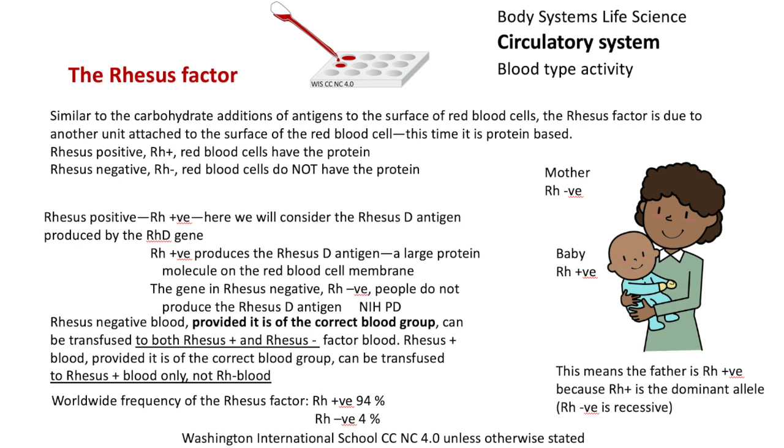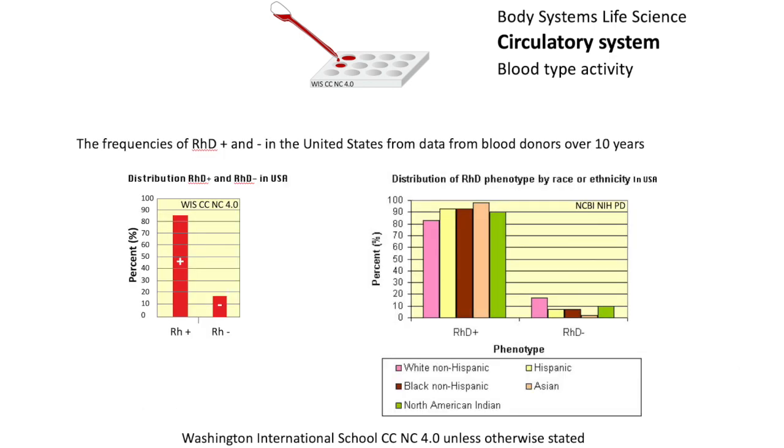And on the right, you see a mother who's rhesus negative, but the baby is rhesus positive. The rhesus negative allele here is the recessive, and so the father must be rhesus positive. And again, you can pause to compare the overall distribution of rhesus positive, called rhesus D for the main rhesus antigen, to those by race and ethnicity.